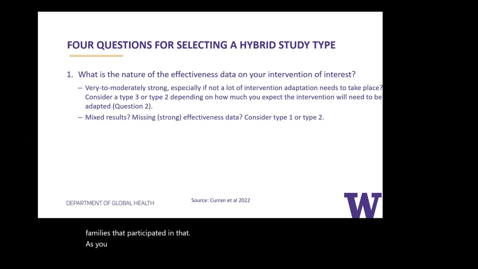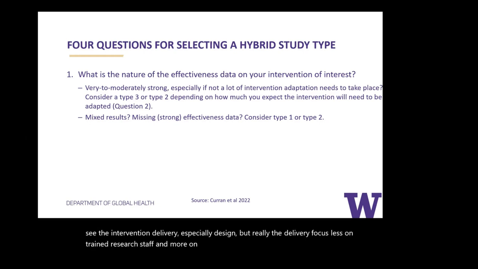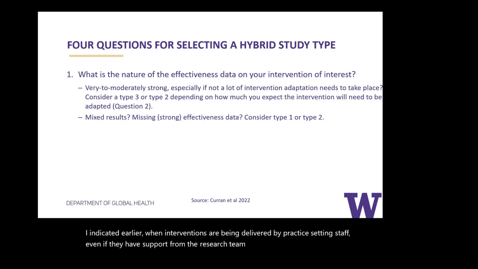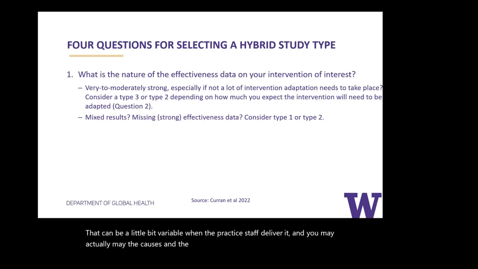As you move more toward that hybrid three end of the continuum, you're going to see the intervention delivery, especially the delivery, focus less on trained research staff and more on existing staff in those particular settings. And as I indicated earlier, when interventions are being delivered by practice setting staff, even if they have support from the research team, you may see some variability in the fidelity with which the interventions are delivered. That can be a little bit variable when the practice staff deliver it. And the causes and the extent of that variability may be really important to study. And so that may be something that, say, in a hybrid two, you really want to focus on.